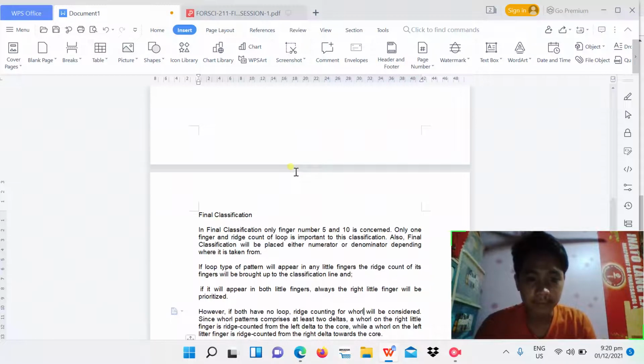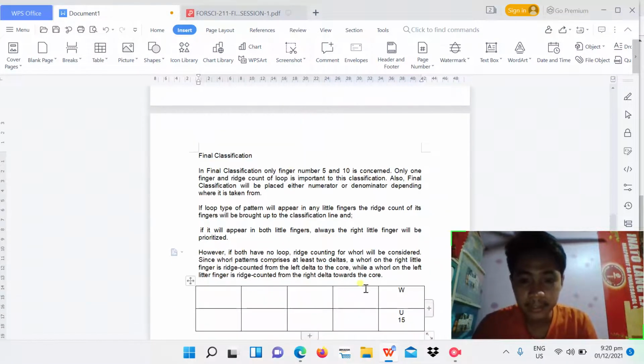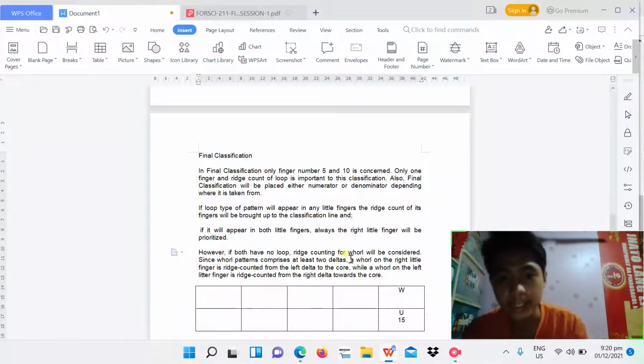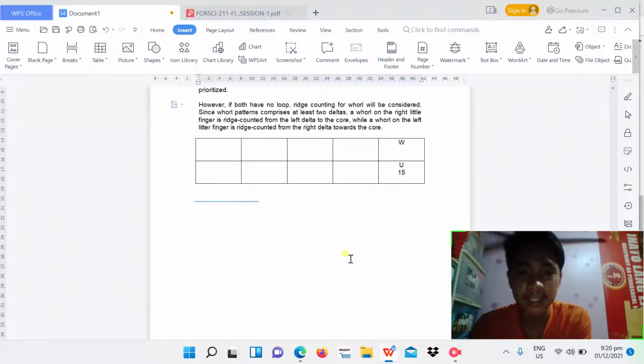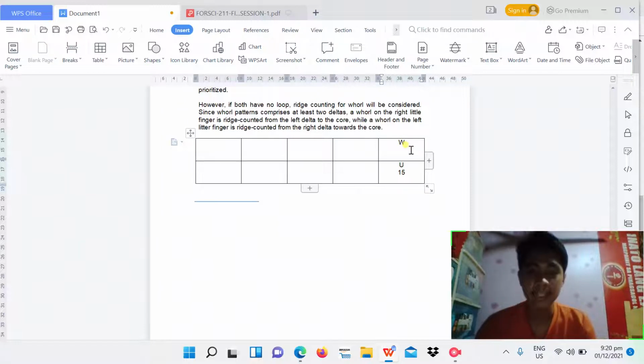So in final classification, only finger number 5 and finger number 10 are concerned. Only one finger and the ridge count of a loop is important to this classification. So one finger.